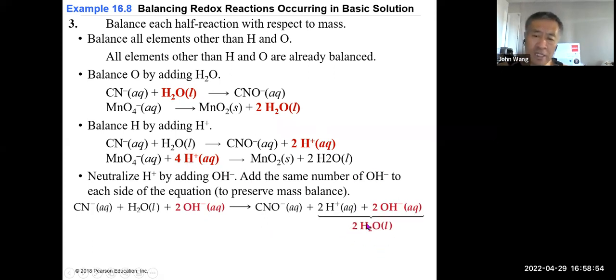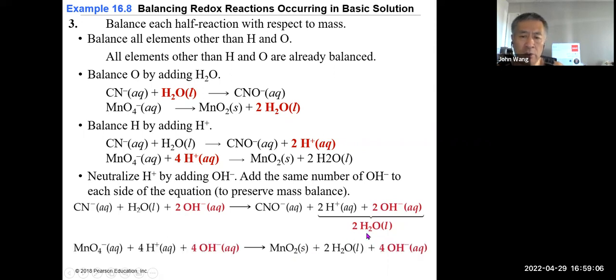Before we do that, we know H plus and hydroxide together will make water. So therefore, these 2 H plus and 2 hydroxide, we can simply write as 2 H2O. We'll do that later. The same for this equation: we have the 4 H plus, we're adding 4 hydroxide on the left and on the right. Now this 4 H plus and 4 hydroxide will give you 4 water.